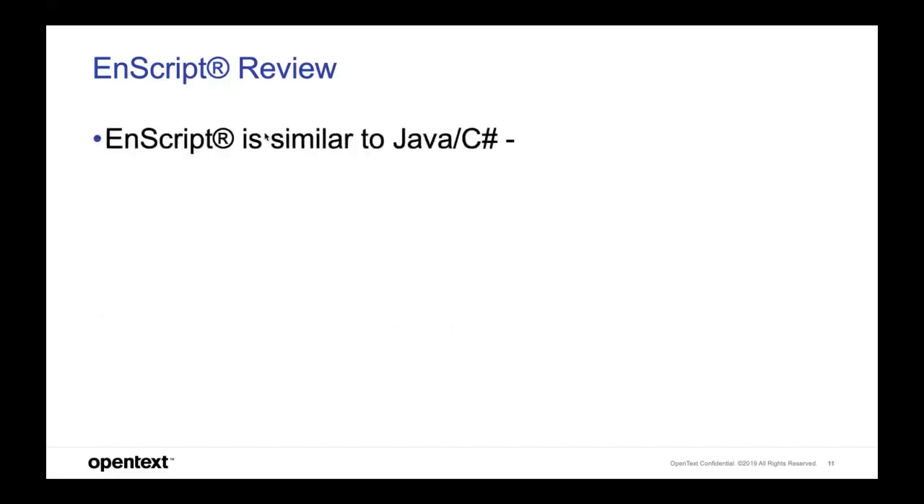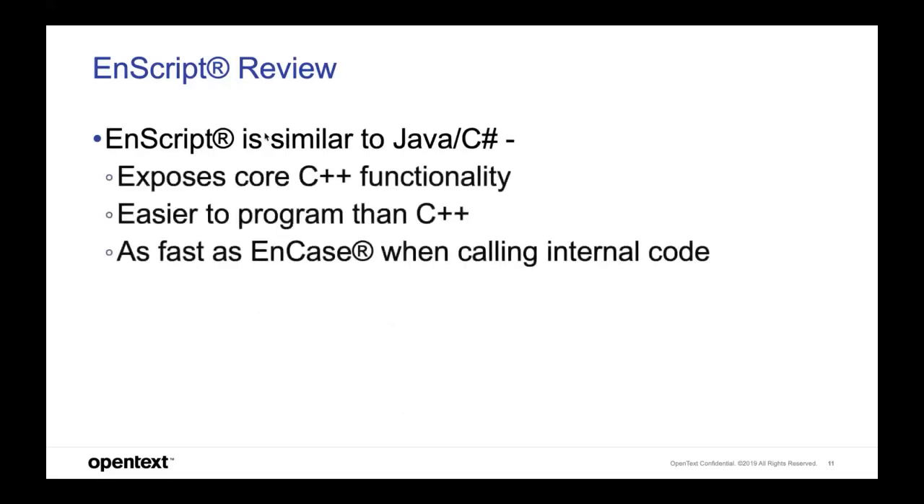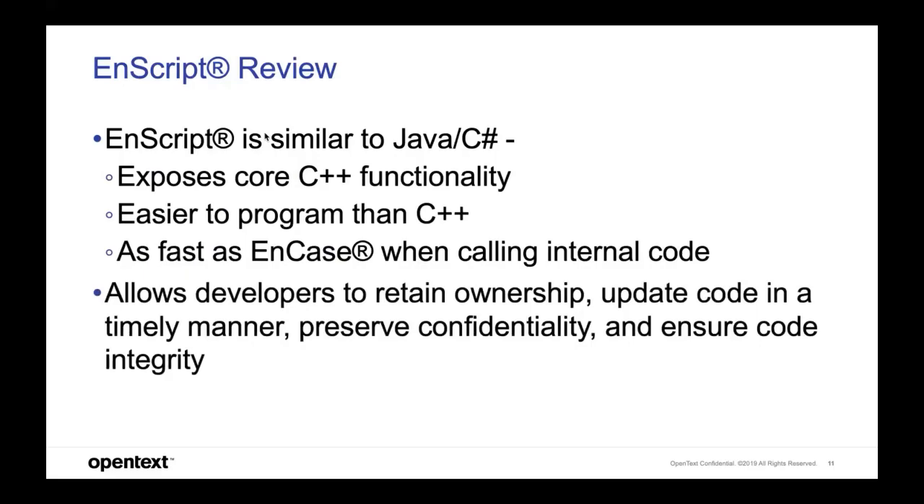Now, for those of you who might be interested in developing applications for EnCase, the EnScript programming language is similar to Java and C++. That said, it's not a totally separate entity, more a way of exposing internal EnCase C++ code in a manner that is much easier to work with. This means that calling internal EnCase functionality from EnScript, running a keyword search for example, is just as fast as if you were doing it in EnCase itself. Moreover, it allows developers to retain ownership, update code in a timely manner, preserve confidentiality, and ensure code integrity.